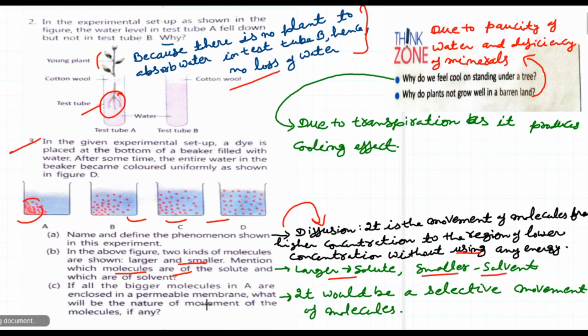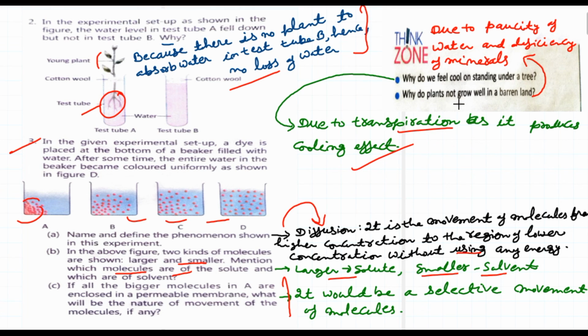If all the bigger molecules in A are enclosed in a permeable membrane, what will be the nature of the movement of the molecules? It would become a selective movement of molecules, that is, water molecules would move more and dye would move less, right? Next, why do we feel cool on standing under a tree? Due to transpiration, because transpiration produces a cooling effect.